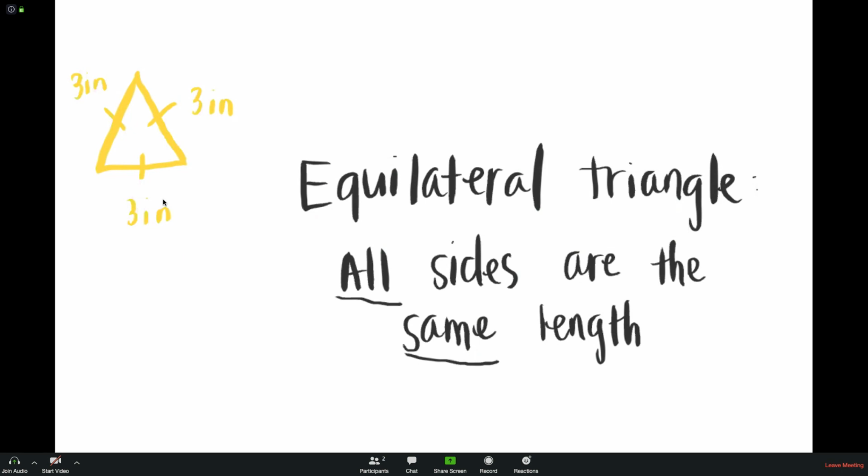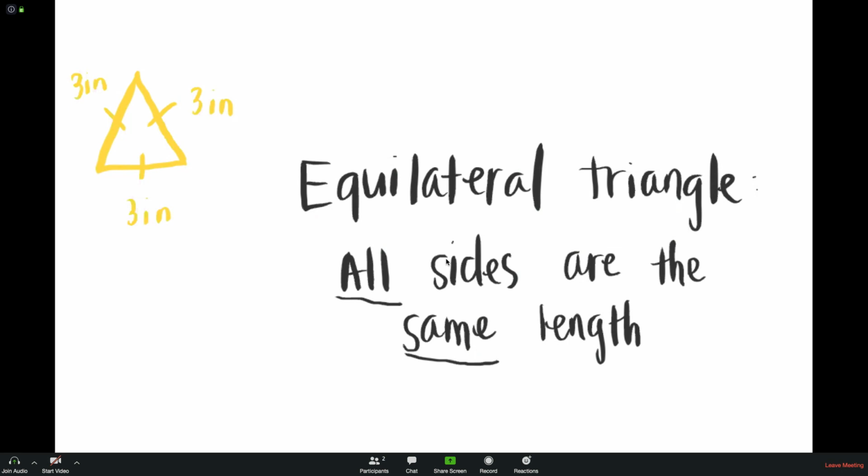Whatever size the length is, as long as they're the same number, the same size on all 3 sides, okay, it would be considered an equilateral triangle.